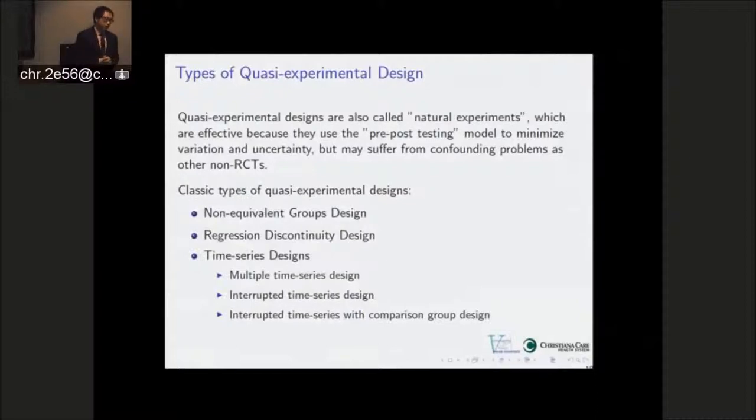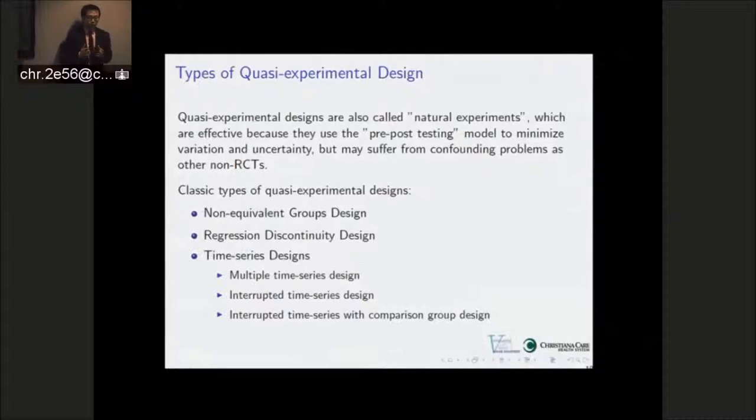So quasi-experimental designs are also called natural experiments, which are effective because they use the pre-post testing model to minimize variation and uncertainty. So pre-post, we are still focusing on the same subjects, or this subject could be a population, or could be a device, or could be some units.